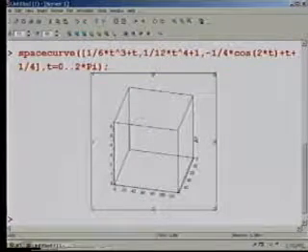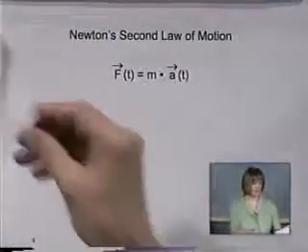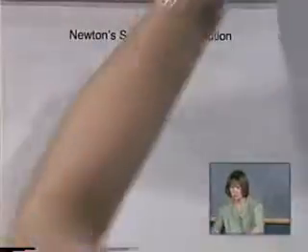Okay, well, let's move on and do paper and pencil stuff. All right, why does anybody care about these wonderful derivatives?